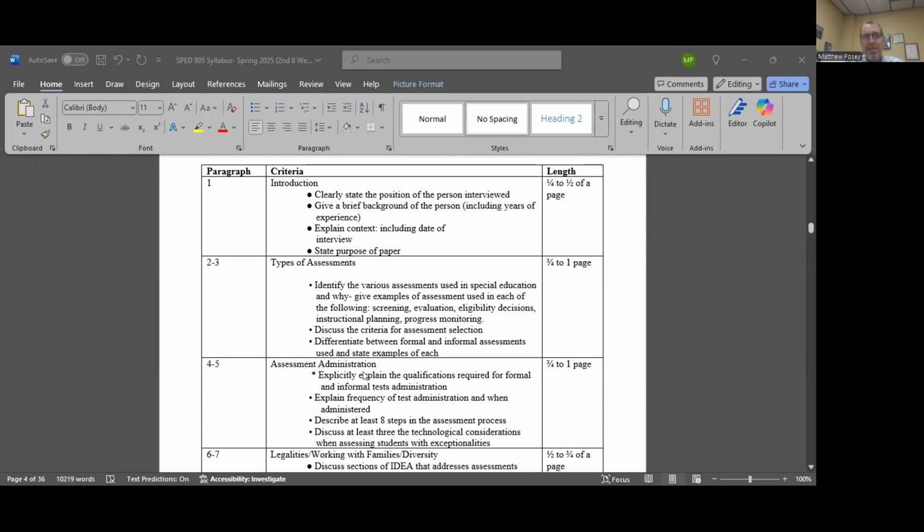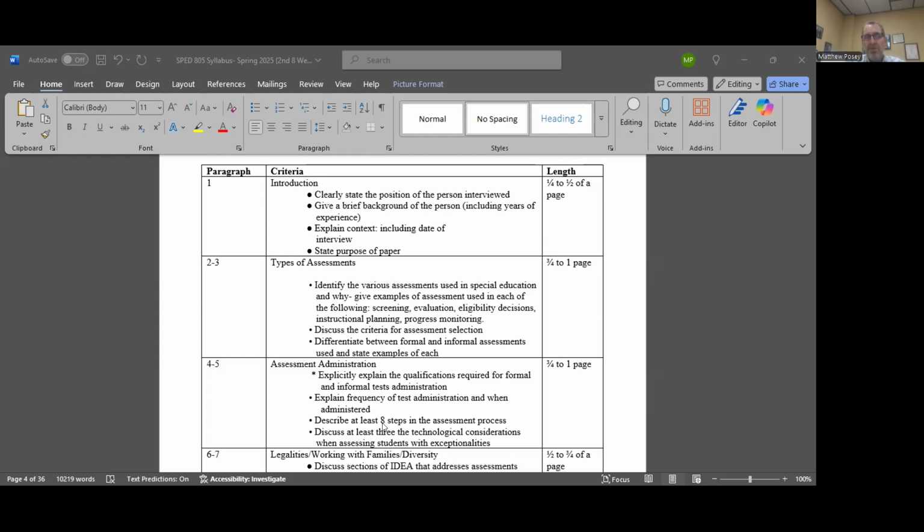The next section will be assessment administration. You will explain the qualifications required to administer those, depending on what type of assessment it is. You also talk a little bit about the frequency in which tests are administered. Is it a formalized test that's used for initial placement and reevals? We're limited to the frequency in which we can use those. Okay, we have time constraints on that.